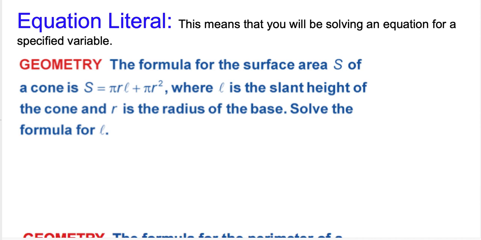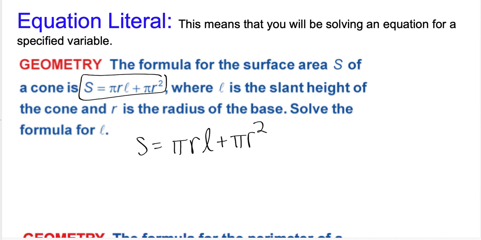So we have the surface area of a cone. I'm going to go ahead and rewrite that. So it's surface area S equals pi r L plus pi r squared. We want to solve this for L. So you need to figure out in your equation where that variable is, and then ask yourself, how can I get it by itself?